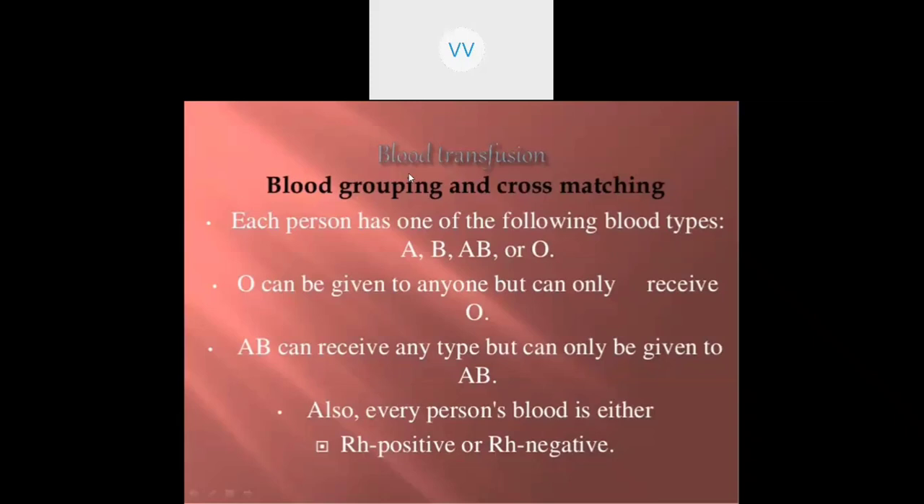And now I am AB positive. Some of you are A positive, and I cannot donate blood to you. If you are AB negative or AB positive, I can give my blood to the same group, that is AB. Also, every person's blood is either RH positive or RH negative.